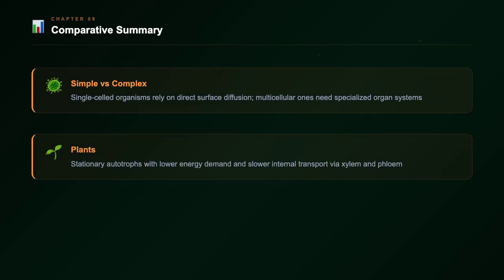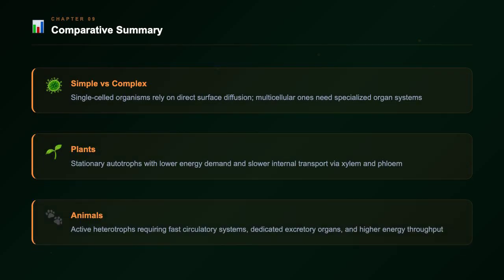Distinct evolutionary adaptations differentiate single-celled organisms, which rely on direct surface diffusion, from multicellular organisms that require complex, specialized organ systems. Furthermore, major physiological differences separate plants and animals based on their primary mode of nutrition. Because plants are stationary autotrophs, they feature lower energy demands and slower internal transport, whereas active, heterotrophic animals require fast-acting circulatory systems and dedicated excretory organs.